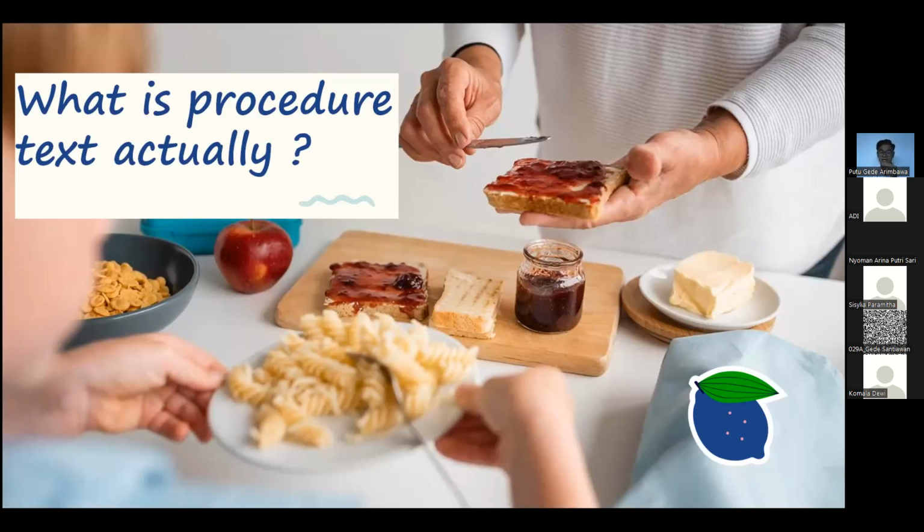Okay, what is procedure text actually? A procedure text is a kind of text about how to do something. It contains how-to instructions. A procedure text also contains a series of steps of action. The purpose of procedure text is to describe how something is made or done through a sequence of steps. Recipes, manuals, rules, directions, and instructions belong to procedure text. And a recipe is a set of instructions used for preparing and producing a certain food, dish, or drink.